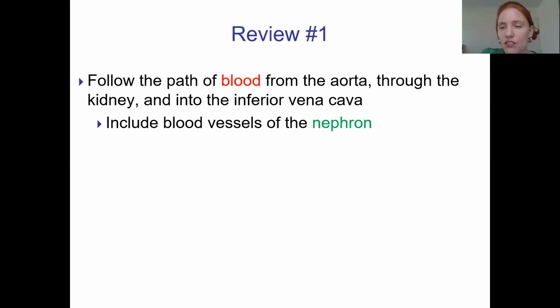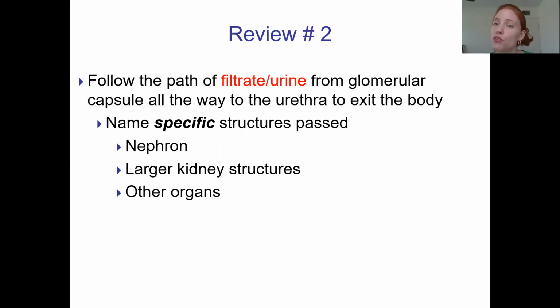After that, I'd like you to try to follow the filtrate. Starting with the glomerular capsule, follow all of the tubes into the collecting ducts. From the collecting ducts, travel through the pyramids. From there, what are the specific structures within the larger structures within the kidney, all the way into the ureter, and from there, all the way out? The whole way through. And if you can do that and name all those structures, you'll be in excellent shape.